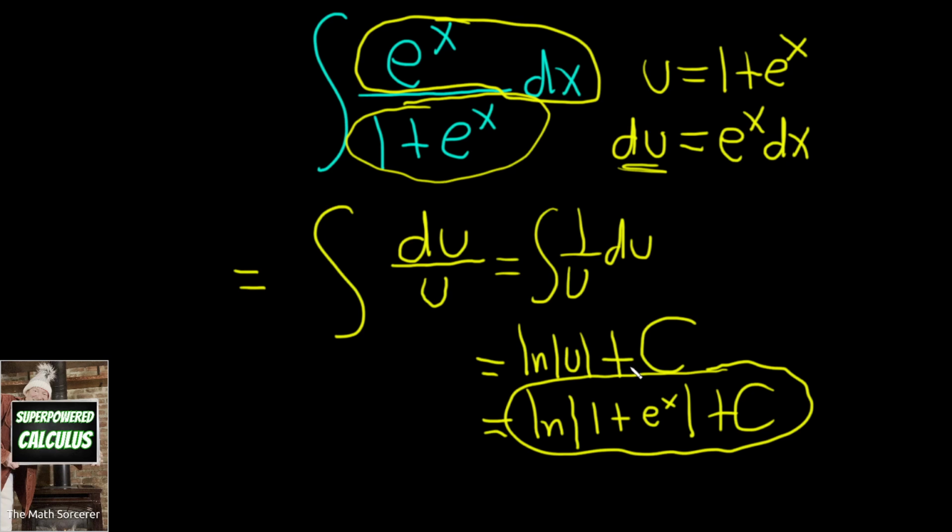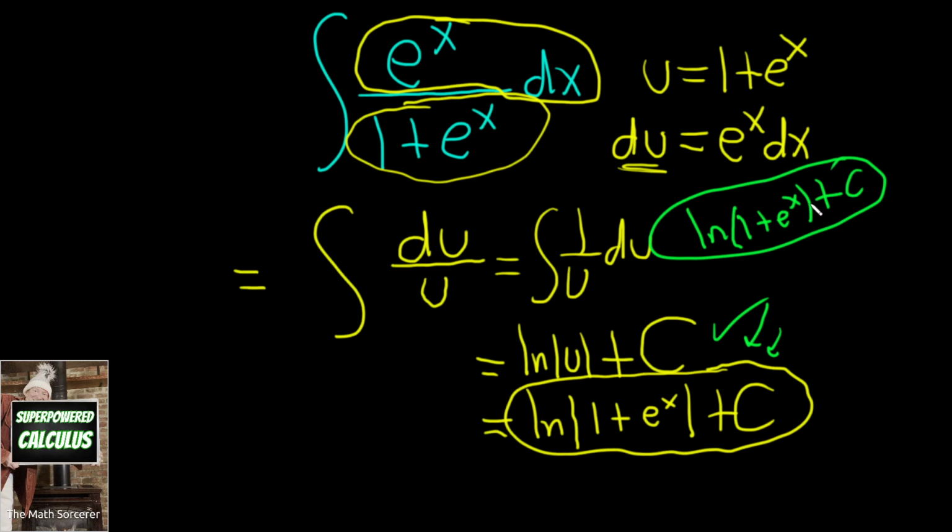Now, if you have an eye for detail, you might notice something peculiar about this answer. It is not necessary to have the absolute value because 1 plus e to the x is positive. Does that mean this is wrong? Absolutely not. It means it's perfectly correct, but you could have written the answer as the natural log of 1 plus e to the x like this, with just parentheses, and this would be a solid solution as well. So both are perfectly acceptable.